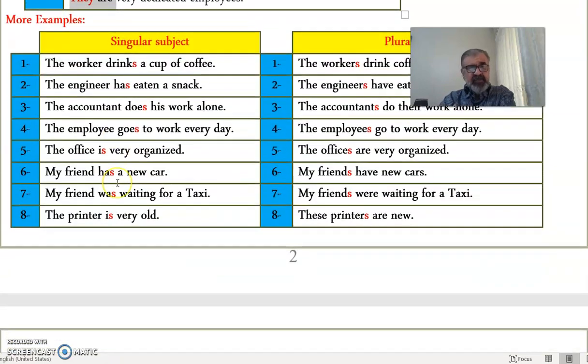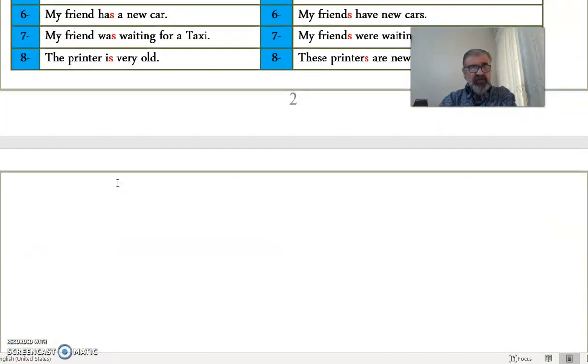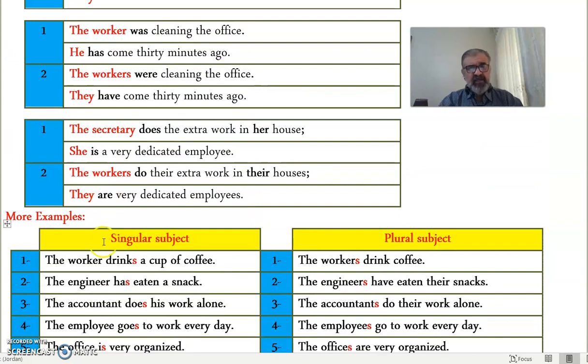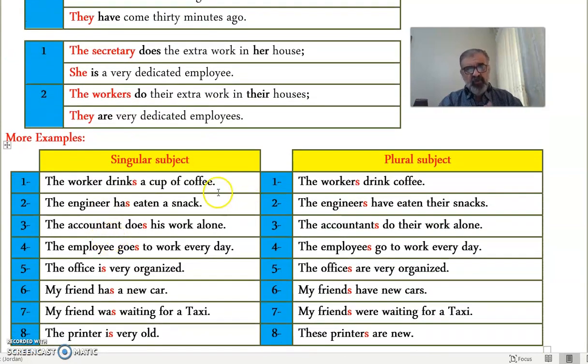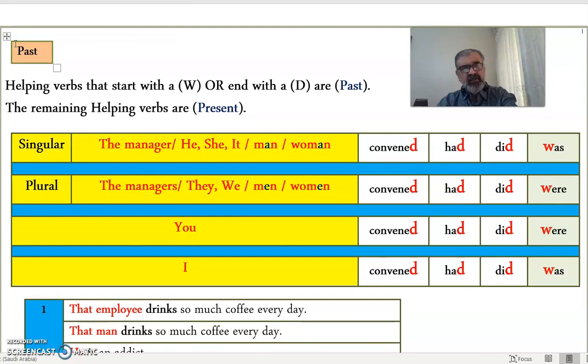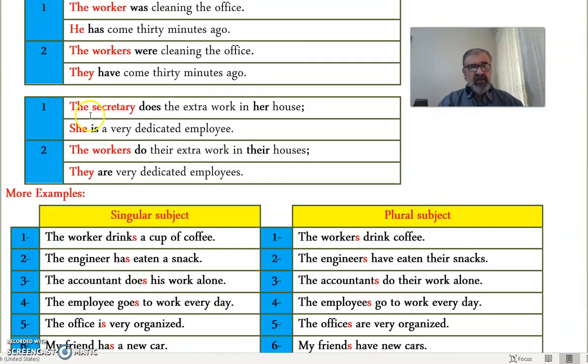Now these are more examples for you to look at, and they are easy, and I believe that you can easily look through each pair of examples and exactly understand the difference, like the ones I told you, between past and present, singular and plural.